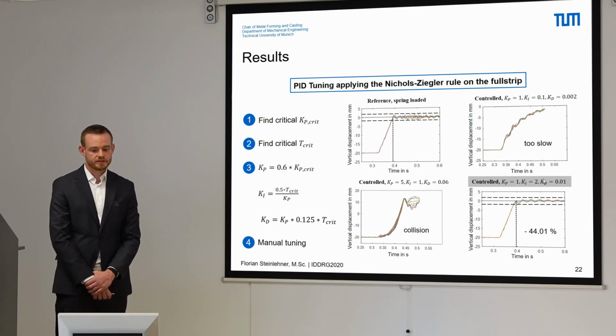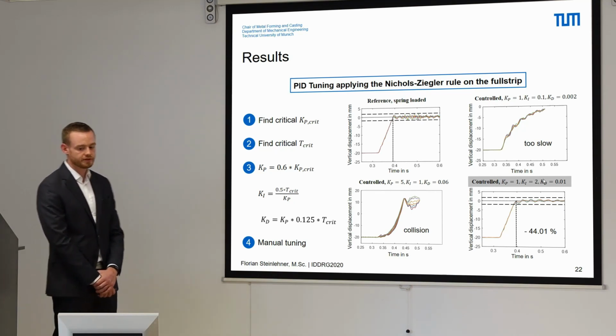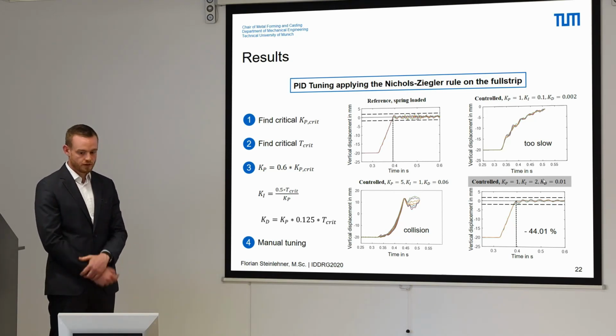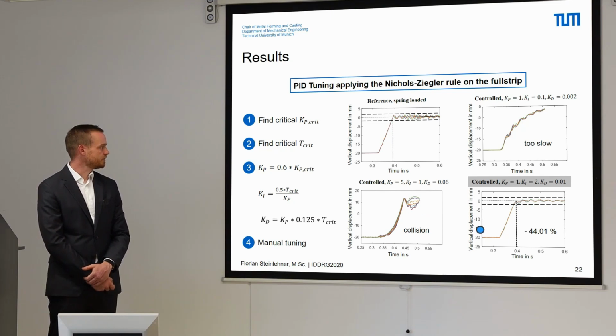On the right side, you can see the reference vibrations obtained with the spring-loaded model and several attempts while tuning the PID controller. If we choose the parameters too small, we will end up being too slow in the lifting process. If we choose the controlling parameters too high, we will end up risking a collision of the part. On the right bottom center, you see the optimized controlling parameters.